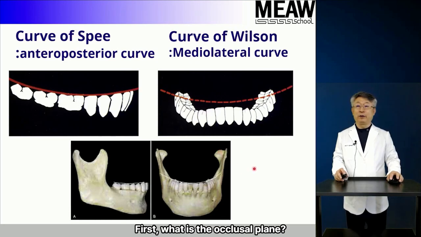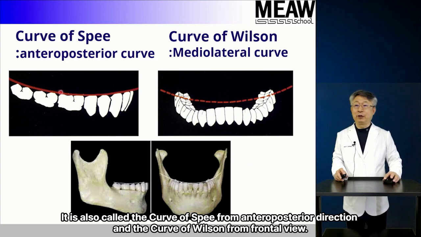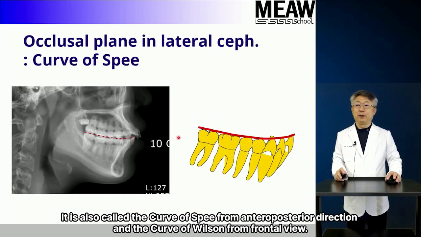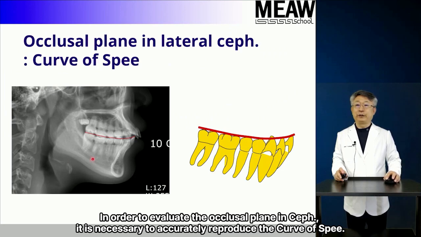First, what is the occlusal plane? It is also called the curve of Spee from the anteroposterior direction and the curve of Wilson from the frontal view. In order to evaluate the occlusal plane in Ceph, it is necessary to accurately reproduce the curve of Spee.